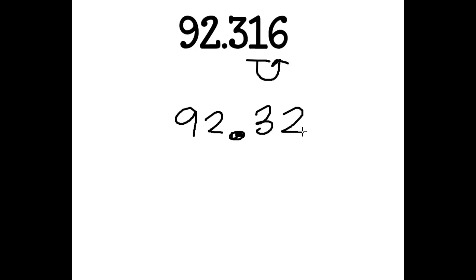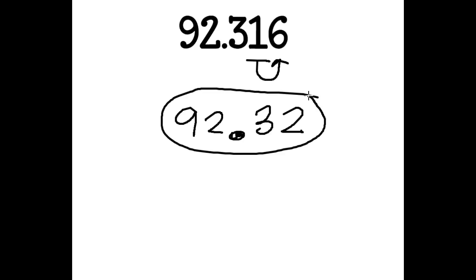Here I have 92 and 316 thousandths. And again, we're going to round this to the hundredths. So I underline 1 because it's in the hundredths place value. Then I look to the right in the thousandths, and that 6 is going to make this 1 become a 2 because it's 5 or above. So I take 92 and 32 hundredths. And that's my final answer.